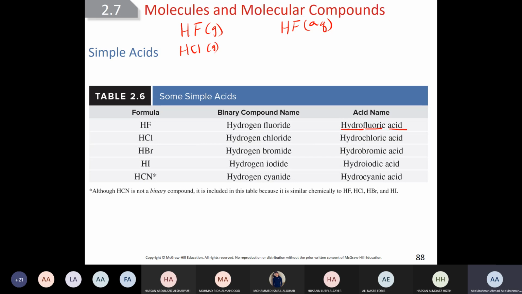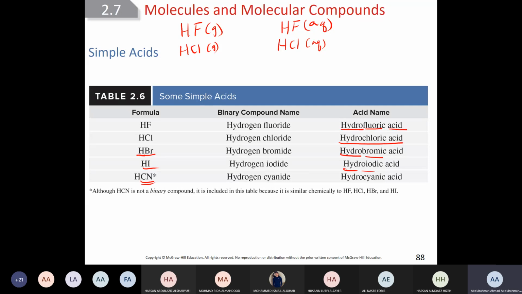What is this? Hydrogen chloride gas, or hydrogen chloride is enough. Okay. What is this? Hydrochloric acid. Good. Same thing with what's this as a gas? Hydrogen bromide. If it's acid, hydrobromic acid. Hydroiodic acid.